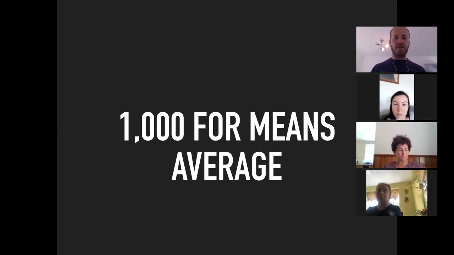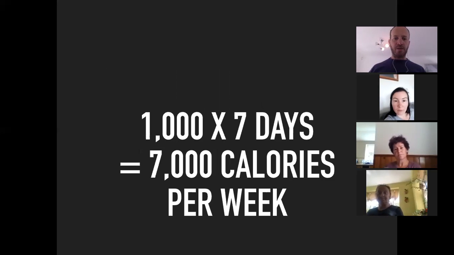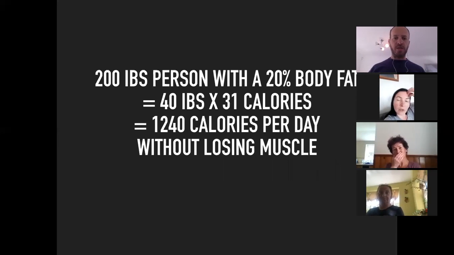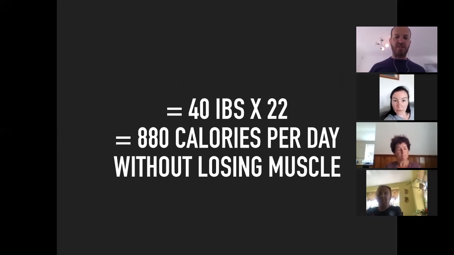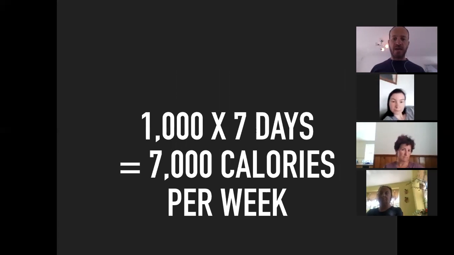Well, firstly, just to keep things simple, if we look at 880 and 1,240, let's take a mean average between that. That's 1,000 calories, isn't it? Roughly about 1,000 calories. So then we can say 1,000 calories a day is a good target. I need to find out how many that would equate to over the course of a week. So I just times the 1,000 by 7 days, and that gives me 7,000 calories per week.